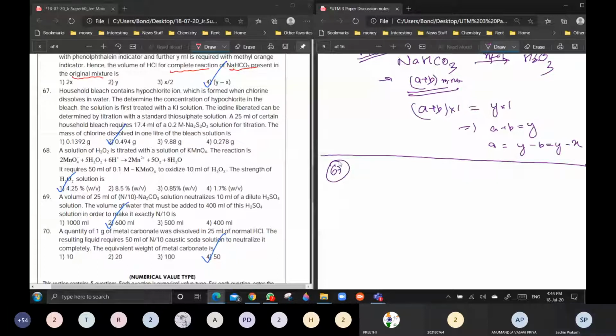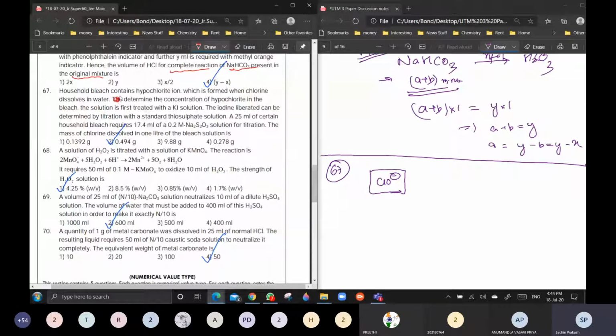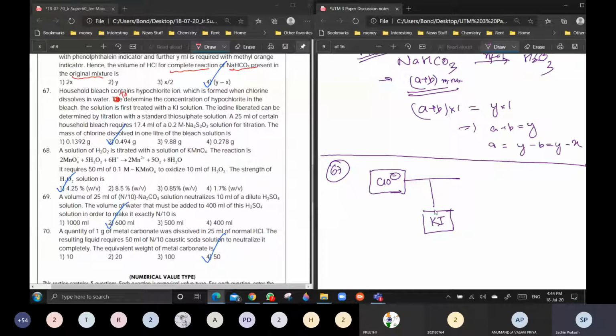You see, the bleaching powder contains OCl minus, which is formed when chlorine is dissolved in water. Okay, so that is good. To determine the concentration, we treat it with KI, which is the iodometric titration. You will be getting I2, and this I2 will be estimated by using hypo. Now you see, ClO minus will go to Cl minus. So N factor will be 2, because plus 1 is going to minus 1.